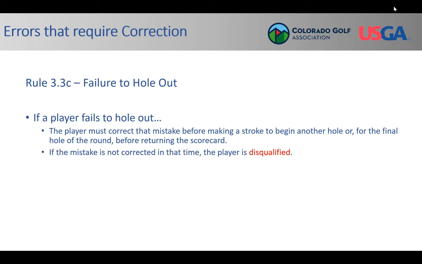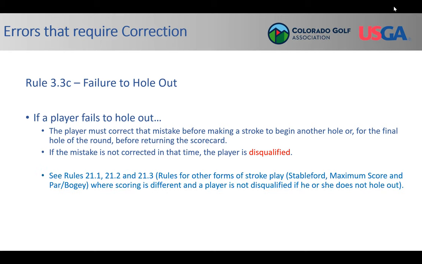If we don't correct that mistake, and we cross that Rubicon, we don't have a score on that hole because we haven't holed out. There's no way for that player to compare themselves to every other player in the field by adding up all of those strokes. So the only option for the committee now is to disqualify that player, because we don't have that total stroke comparison since we didn't finish that hole. We had a failure to hole out. So if that mistake's not corrected in time, if we cross that Rubicon, the player is going to be disqualified.